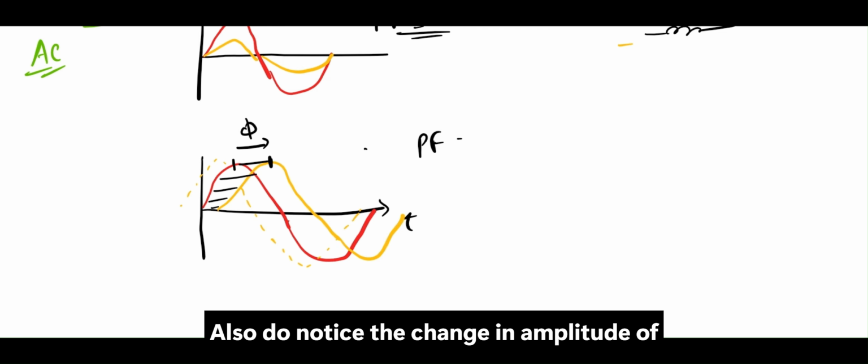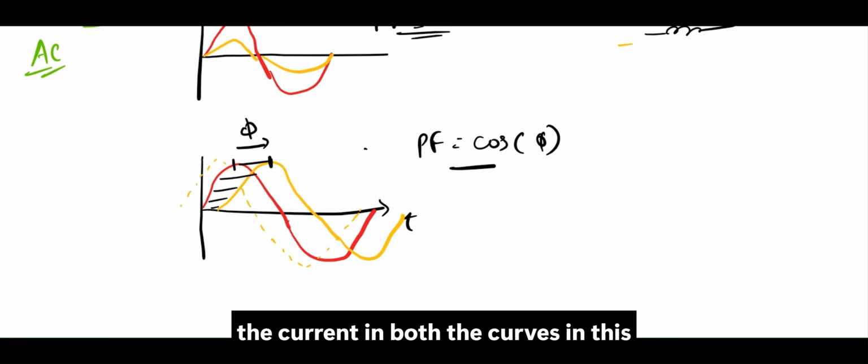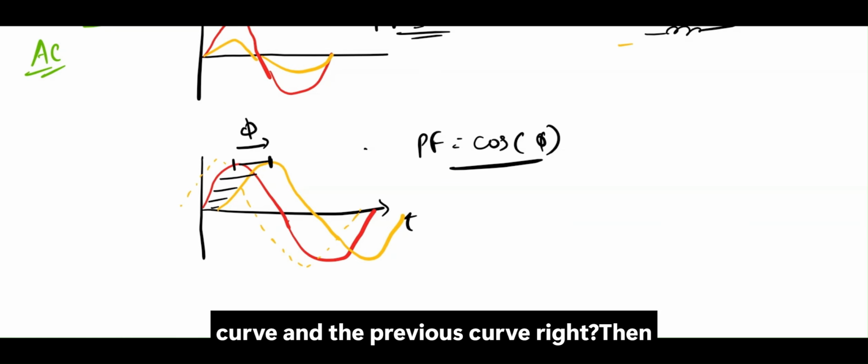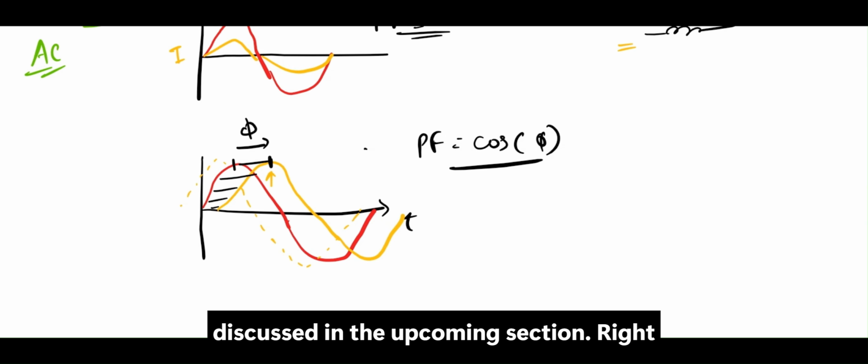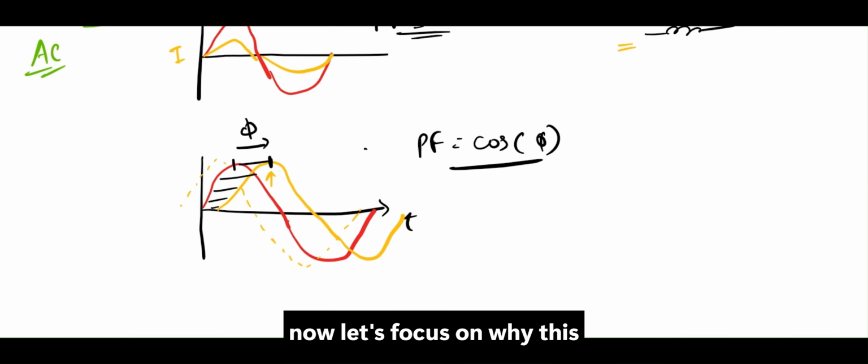Also do notice the change in amplitude of the current in both the curves, in this curve and the previous curve, right? And the reason for so will be discussed in the upcoming section. Right now let's focus on why this shift is happening because of the addition of a reactive element.